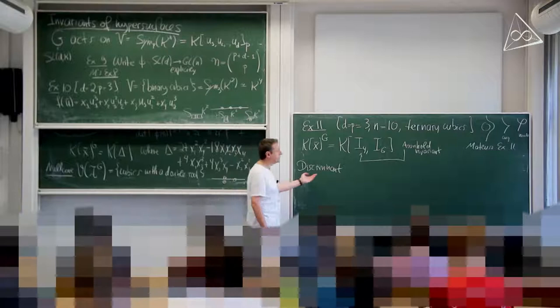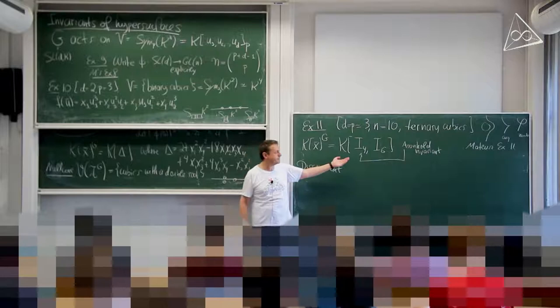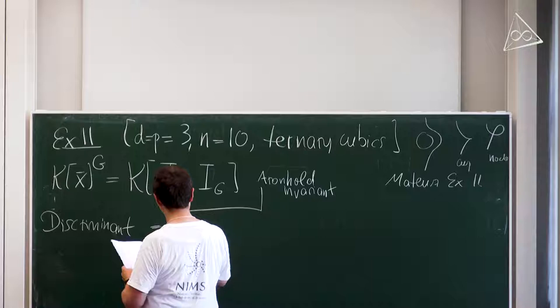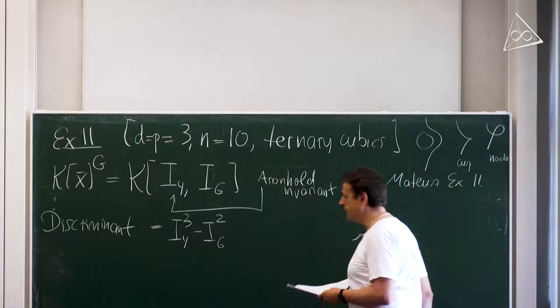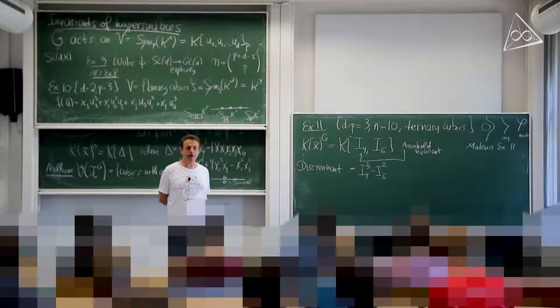Now, if we're to believe that this generates the ring of invariants, then the discriminant is a polynomial in these basic invariants. These invariants generate the ring as a K-algebra. Therefore, the discriminant is expressible as a polynomial, and the formula is I4 cubed minus I6 squared, if you scale these correctly. That's the discriminant. Now, these invariants have the disadvantage that they are invariants under the special linear group, but they're not invariants under the general linear group.